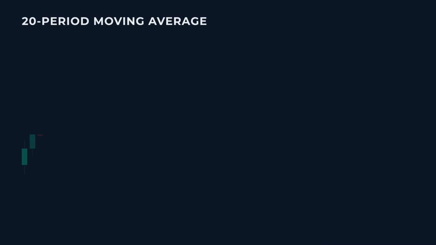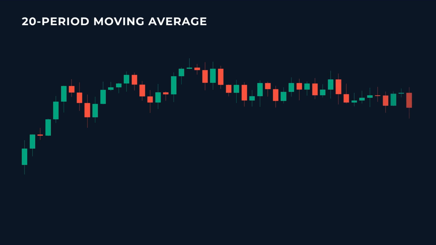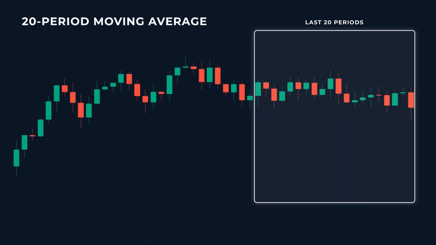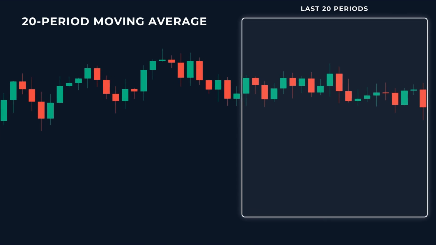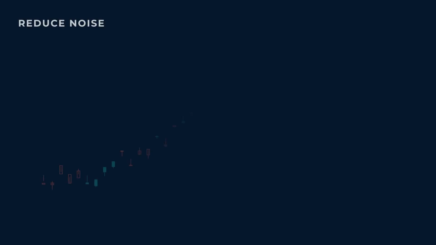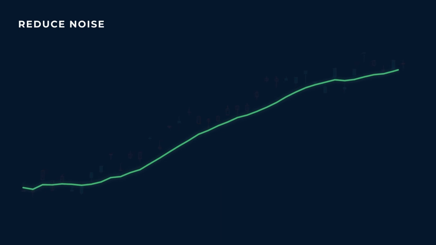Let's start with the basic idea. A moving average is a line that shows the average price over a specific number of candles. For example, a 20-period moving average shows the average price of the last 20 candles. The goal is simple. It smooths the price movement and helps you see the general direction of the market. Because if you only look at candles, the chart can look confusing. Price moves up and down all the time.